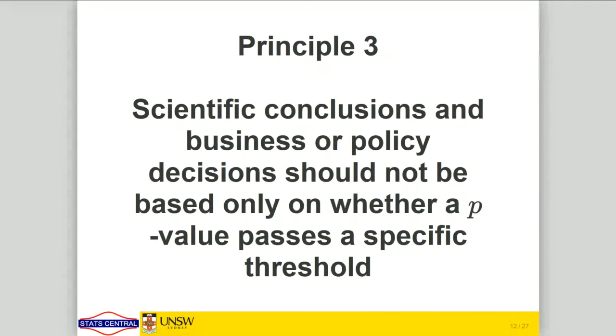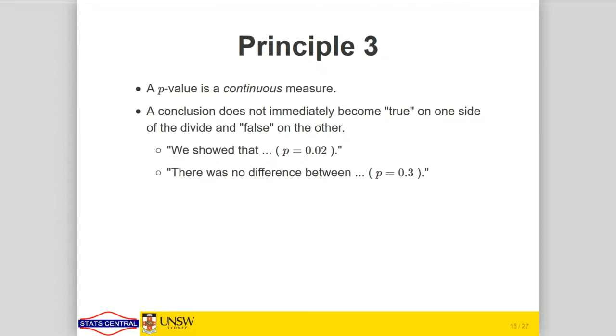So principle 3. We've talked about the interpretation of a p-value and what it means, and this is getting into the territory of how we should use them. Principle 3 says that scientific conclusions and business or policy decisions should not be based on whether a p-value passes a specific threshold. I think the number one thing when thinking about this is that a p-value is a continuous measure, and a conclusion doesn't suddenly become true on one side of a divide and false on the other side of a divide. So the classic one is using a significance level of 0.05.